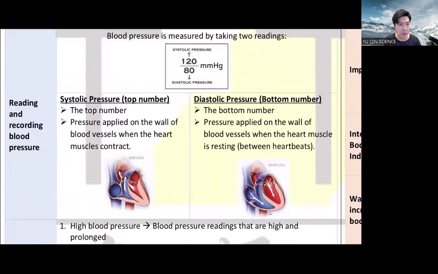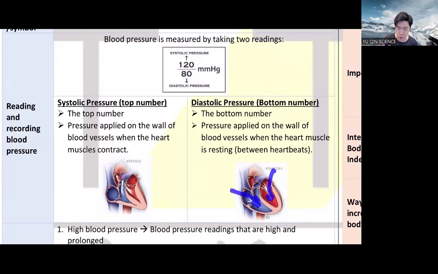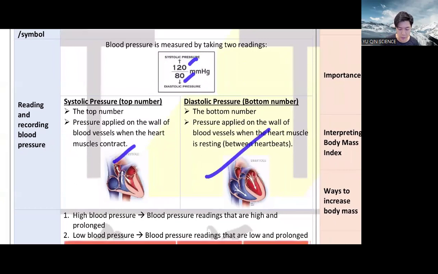So the bigger number means systolic. Why bigger number? Because systolic pressure is when your blood vessels or your heart contract and pump blood away from the heart to the whole parts of the body. So this number will be eventually bigger because the pressure is stronger. Your heart has to pump and force blood out. So you eventually get a bigger number on top. Then the bottom number is 80, which is a lower number, which is when the heart muscle is resting, meaning blood comes back. When blood comes back to the heart, chill, not so high pressure. So basically that's what the number means.